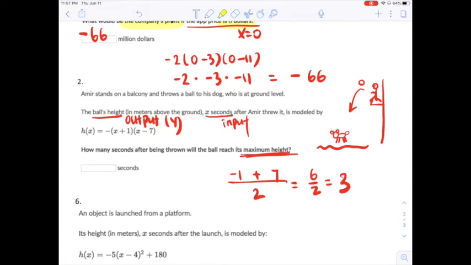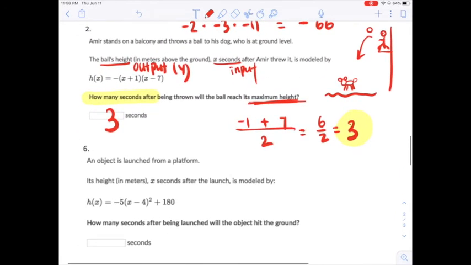But look at the question, guys. The question just asks you how many seconds after being thrown. It didn't ask you what the maximum height is, so you don't have to get it. You just stop over here. So when it is 3 seconds, it will reach the maximum height, right?